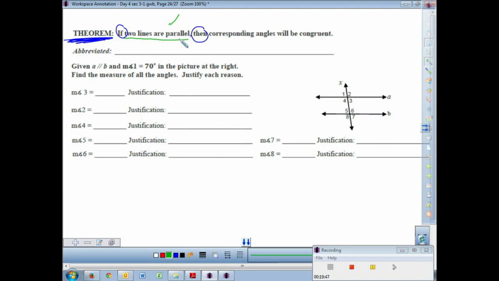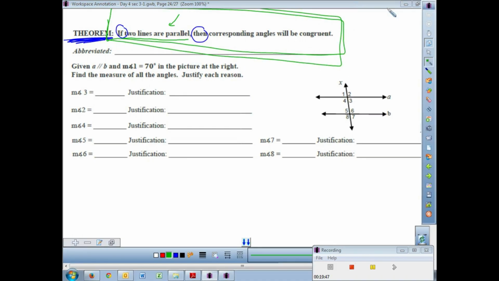And if we have parallel lines provided for us in the picture, then that means that any pair of corresponding angles will be congruent to each other. So when we start doing our proofs, this is what we would be expected to write down, this whole sentence in that justification step. Holy cow. Mathematicians don't like to write sentences, so we're going to abbreviate this.